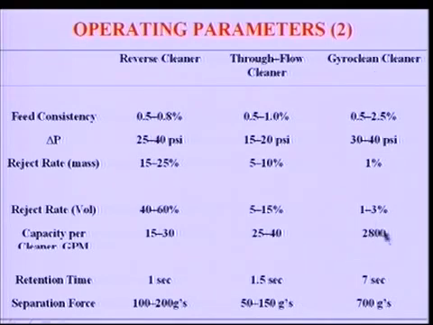Because of the high flow rate and low reject rate, you do not need a secondary stage in the gyro cleaner, and also you need only a few gyro cleaners as opposed to 50 or a couple of hundreds of Throughflow cleaners and reverse cleaners. Retention time is relatively short in the hydrocyclone as opposed to the gyro cleaner, and also the amount of centrifugal force you generate in the reverse cleaner and Throughflow cleaner is very limited compared to the gyro cleaner, where it is 700 times the gravitational force.